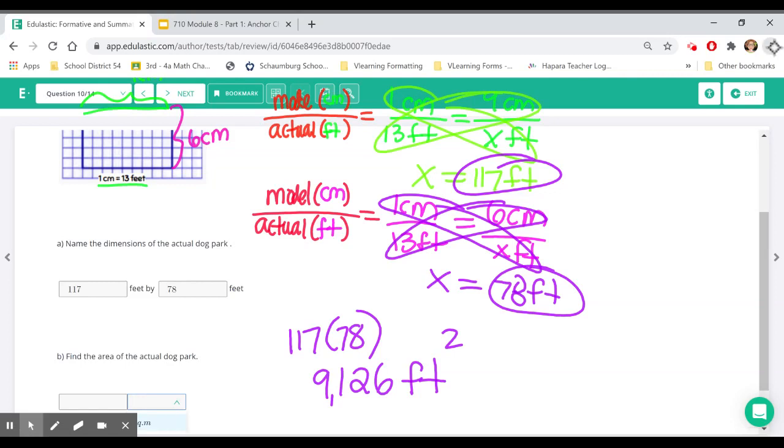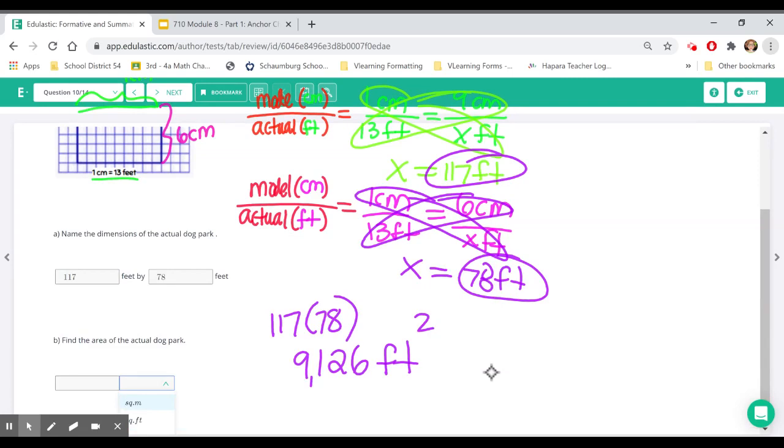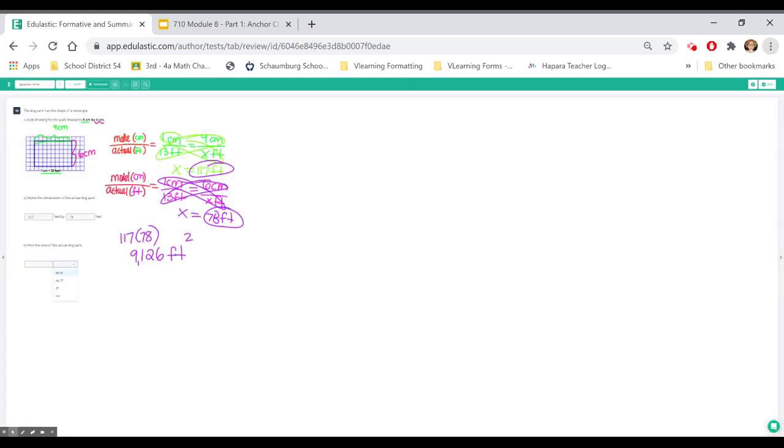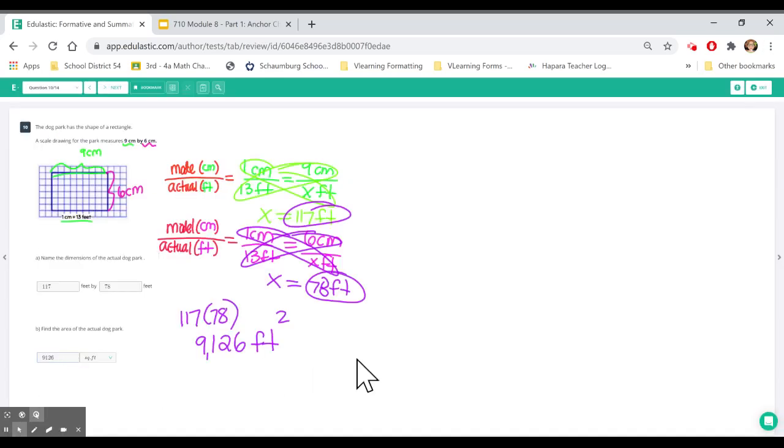is I'm going to come to the top up here and I'm going to zoom out until I can see all the options. So if this happens to you on the test, zoom out, and then keep in mind that, oh, that is kind of small, that square feet is what we're looking for, and this is 9,126 feet. You could put the comma or you could not put the comma, but that's how you put your answer in for this one.